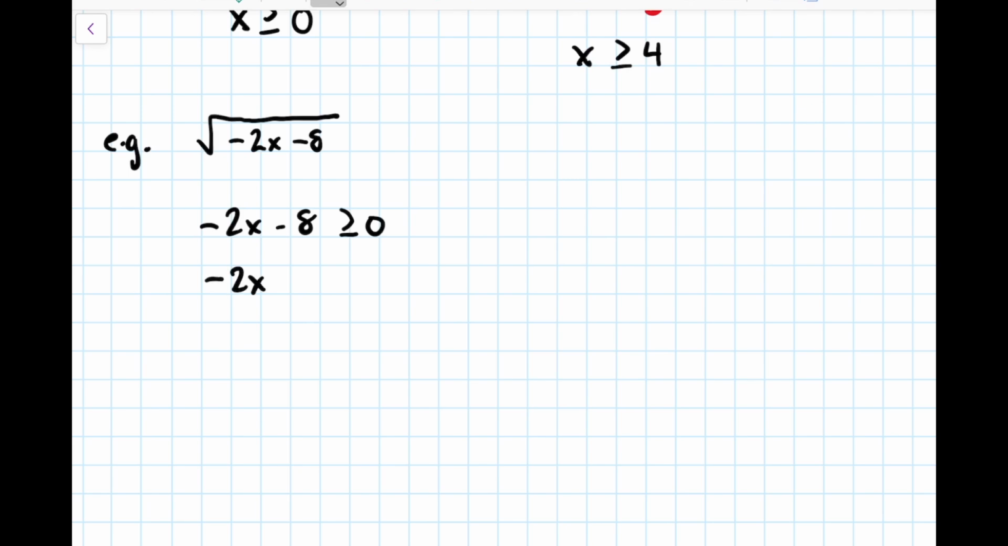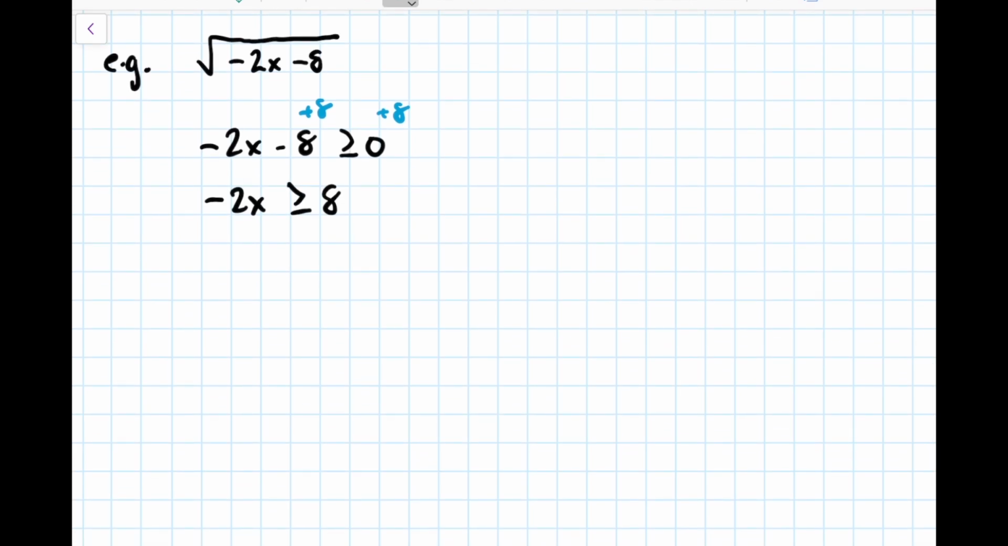So we've got negative 2x. We're going to add 8 on both sides. So we're going to get negative 2x is greater than or equal to 8. We're going to divide both sides by negative 2, which gets me x is greater than or equal to negative 4.